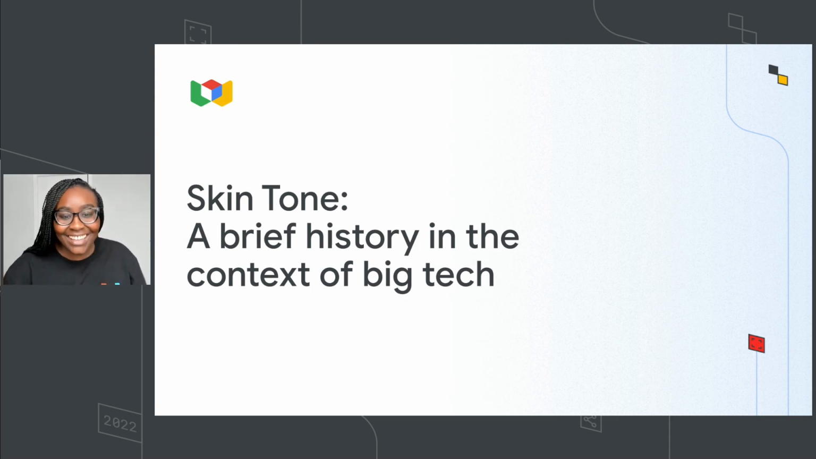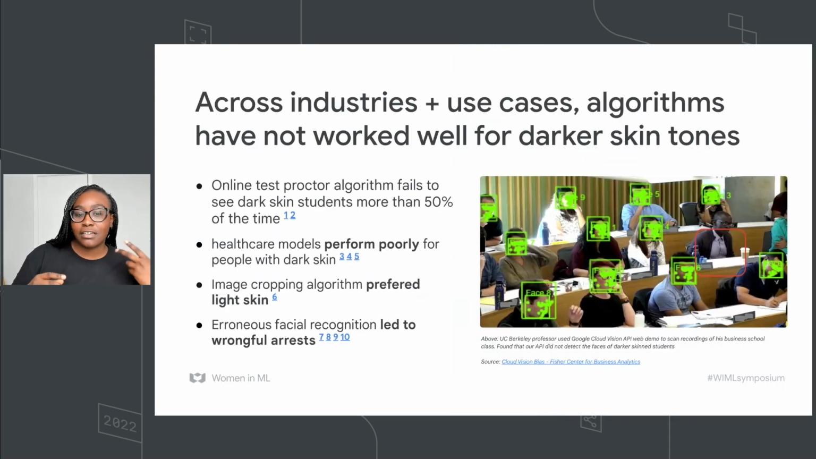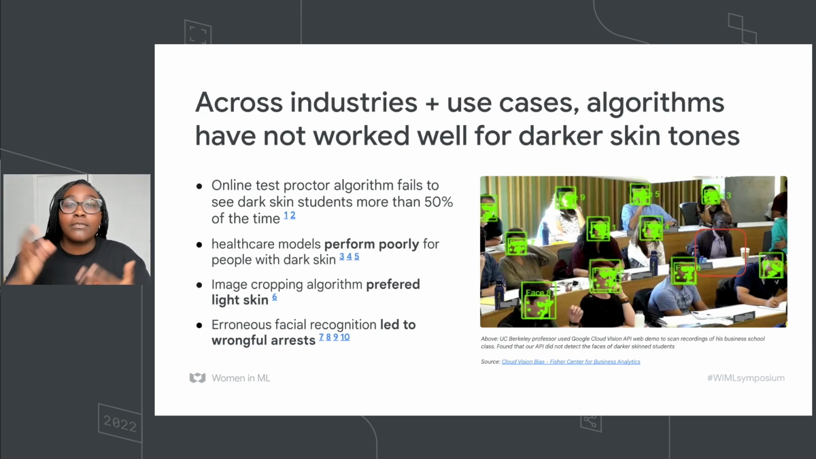Let's dive into it. Skin tone plays an extremely important role in how we're treated in the world, the way we experience the world, and how we interact with technologies. We know many examples across industry where practitioners have fallen short in the past, including ourselves, and where products have not worked very well for darker skin tones. For example, in this slide you'll see a picture that a UC Berkeley professor took using our cloud API. Notice here, the skin tone of the darkest student in the class was not detected, and thus he was not detected as an object.